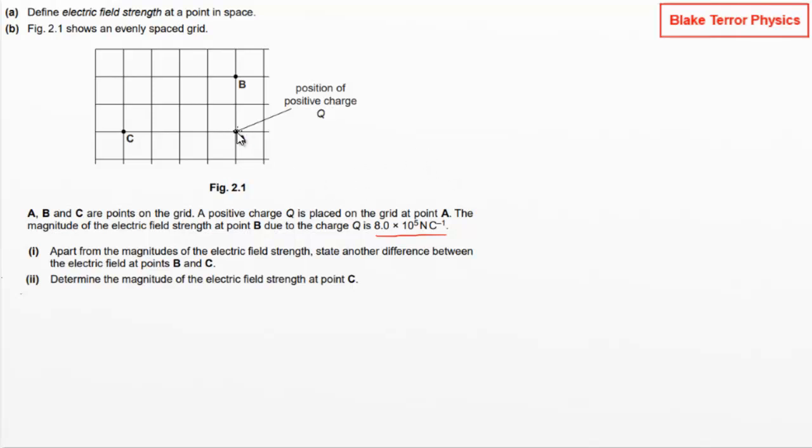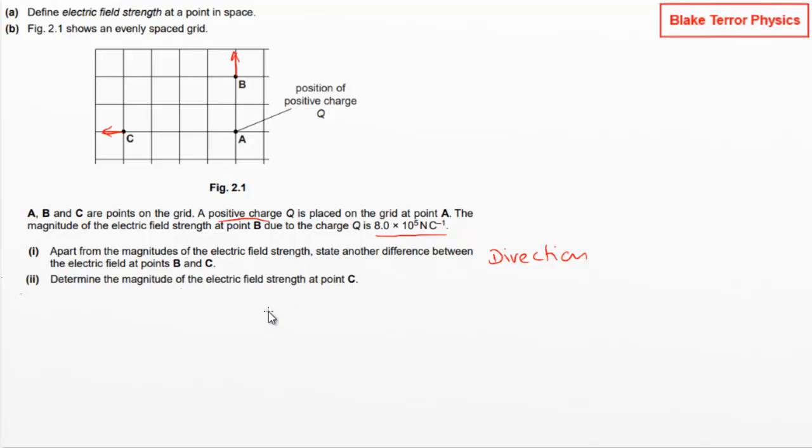So if we've got a positive charge here at point A, as we have done, the direction of the force at B is going to be away from A, and the force at C is going to be away from A. So we've got a difference in direction at points B and C.